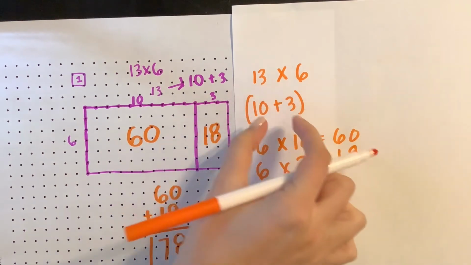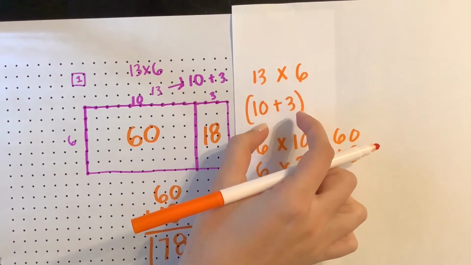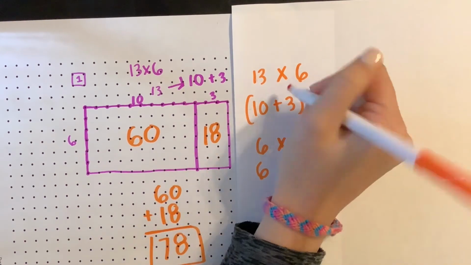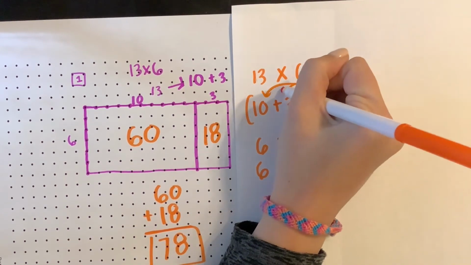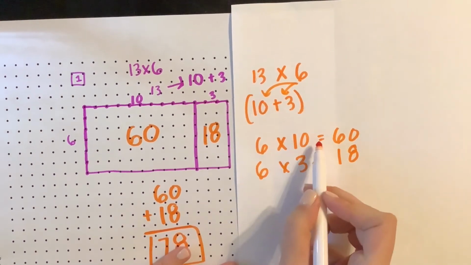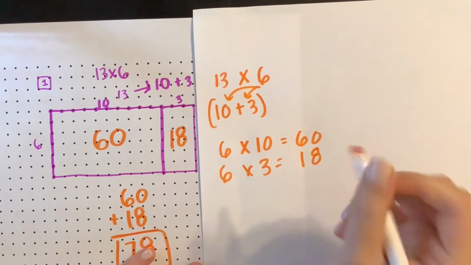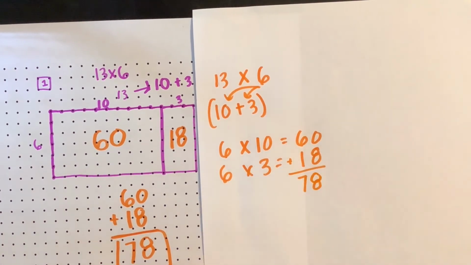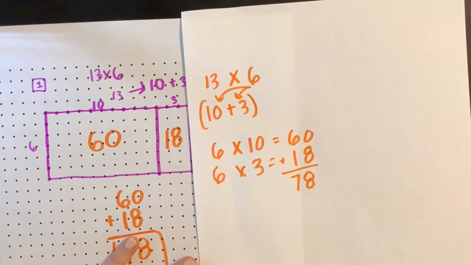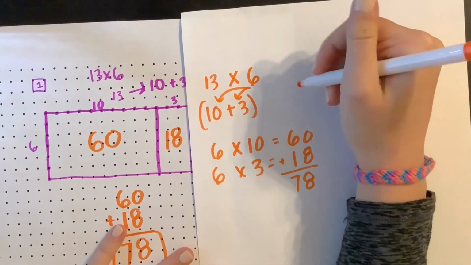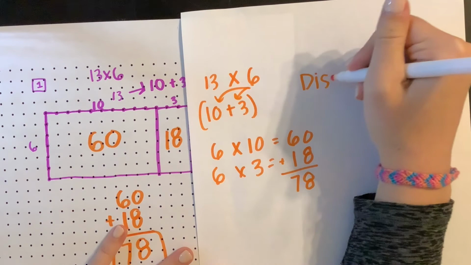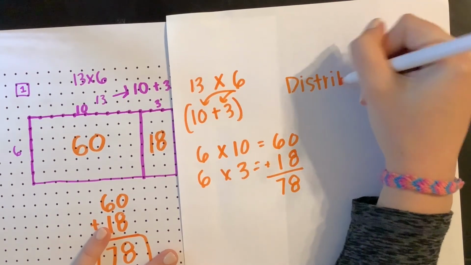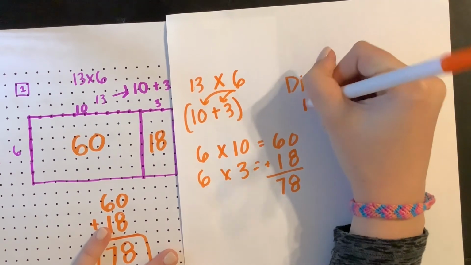Because we broke this number down into an addition equation, we had to multiply each piece of it by this 6. So we did 6 ten times, and then we did 6 three more times to get our total number of 78. Now, you're just getting all the math vocab today. This is called the distributive property. I'm going to spell this wrong. Distributive property.